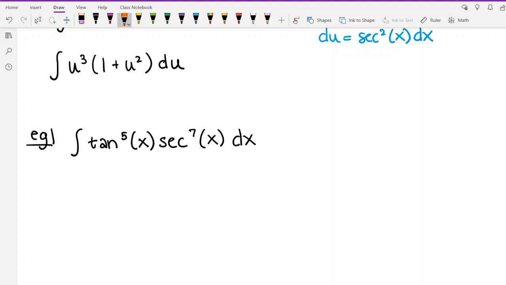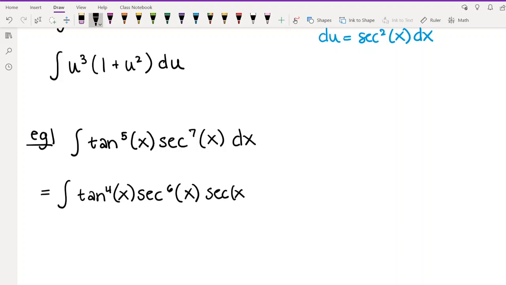And so what we want to do instead is separate out a tangent times a secant. And we're going to do the other substitution. So if we separate out a tangent times a secant, we'll be left with tangent to the fourth of x times secant to the sixth of x times secant of x times tangent of x.